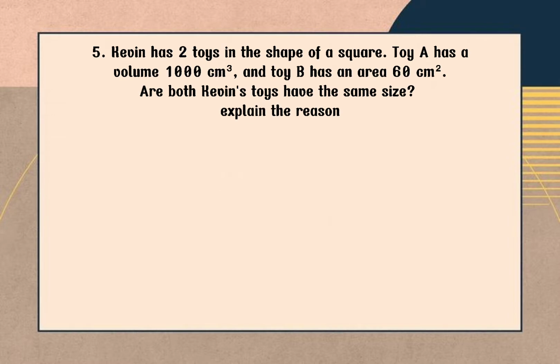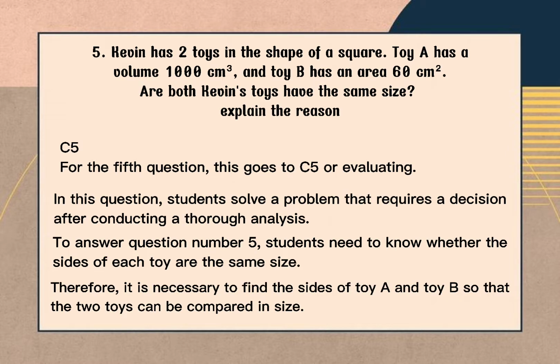Question number 5. Kevin has two toys in the shape of a square. Toy A has a volume of 1000 cm cubed and toy B has an area of 60 cm squared. Are both of Kevin's toys the same size? Explain the reason. For the fifth question, this goes to C5, or evaluating.